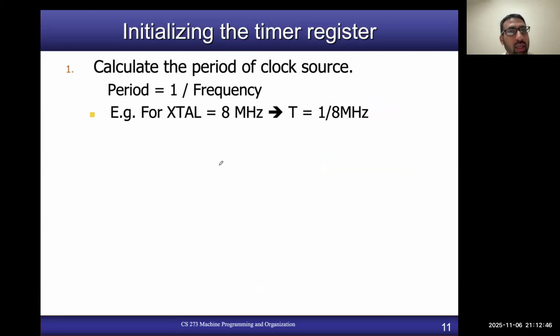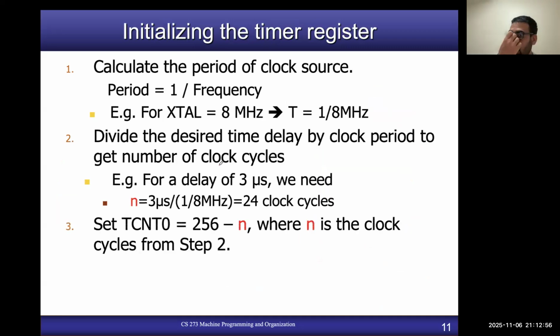So the question is, how can we initialize the timer registers? We have already discussed it, but here is a more organized way of saying the same thing which we have seen earlier. If you want to know what values you need to put in the register, first you need to calculate the period of the clock source. Period is equal to 1 by frequency, right?